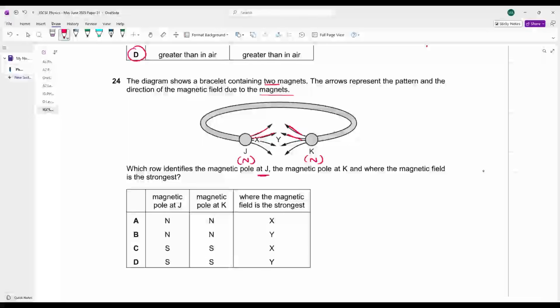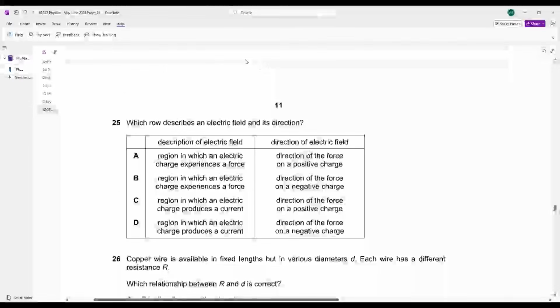And where the magnetic field line is the strongest? The magnetic field line is strongest closest to the magnet, that is X. North X कहीं लिखा है? Yes, A is your answer. Let's move on to question number 25.